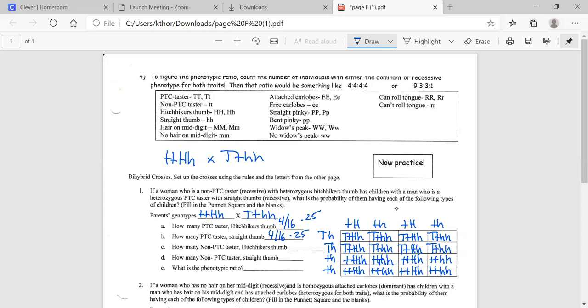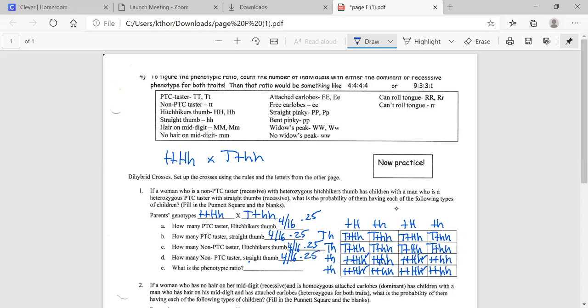Non-PTC taster and hitchhiker's thumb. So it's going to be two recessive T's and a dominant H. One, two, three, four. So once again, 4 out of 16, 0.25. And without even looking, I know the other one is 4 out of 16, 0.25.